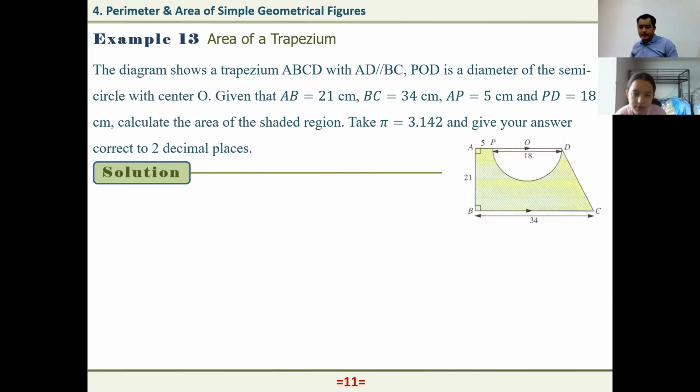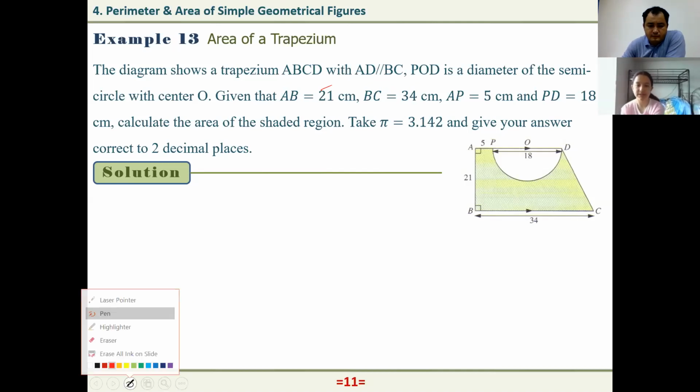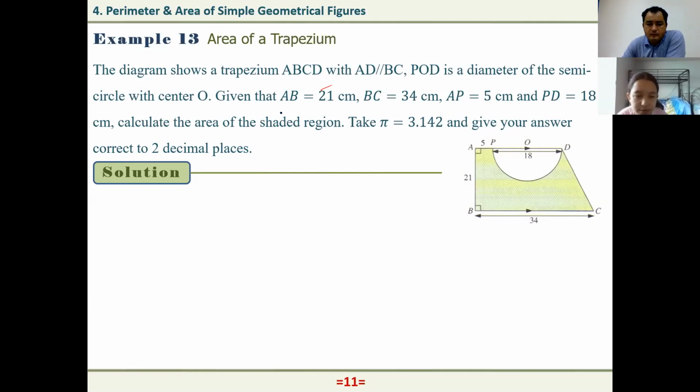The diagram shows a trapezium ABCD with AD is parallel to BC. POD is a diameter of a semicircle with center O. Given that AB equals 21 centimeters, BC equals 34 centimeters, AP equals 5 centimeters, and PD equals 18 centimeters. Calculate the area of the shaded region. Take pi as 3.142 and give your answer corrected to 2 decimal places.